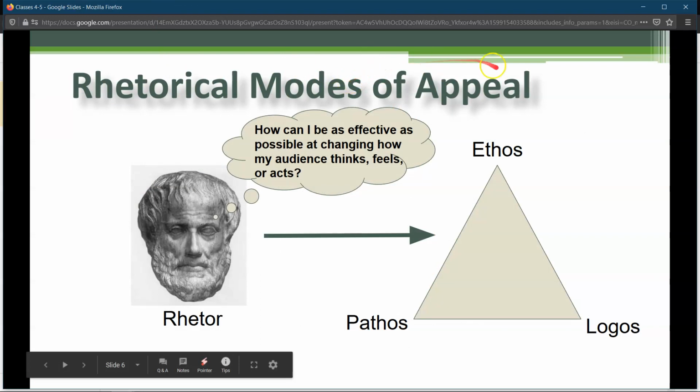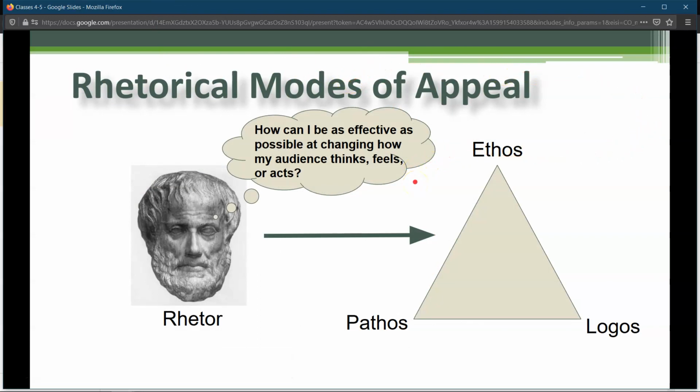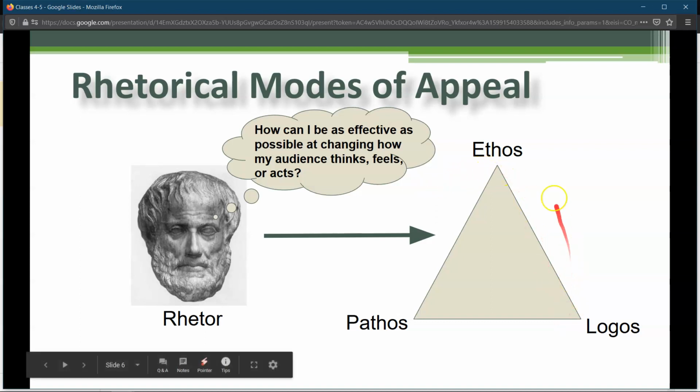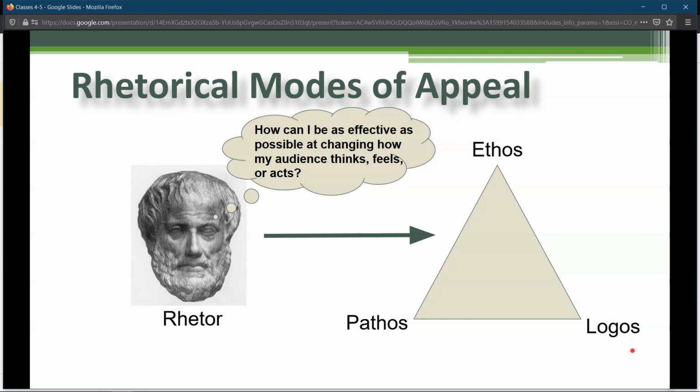So the rhetorical modes of appeal were brought about by Aristotle because he wanted to have a way to be able to analyze a piece of writing. So how can I be as effective as possible at changing how my audience thinks, feels, or acts? And of course, the rhetorical triangle, ethos, pathos, and logos, were born. And I talked quite a bit about pathos, ethos, and logos in my last video, so if you need to go back and rewatch it, please feel free to do so.